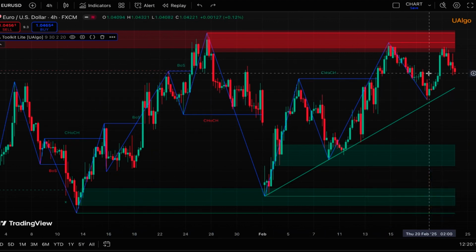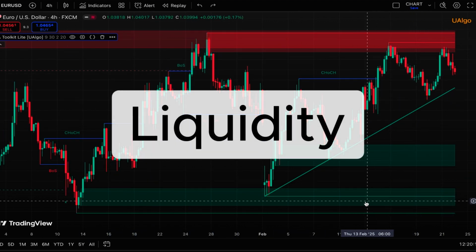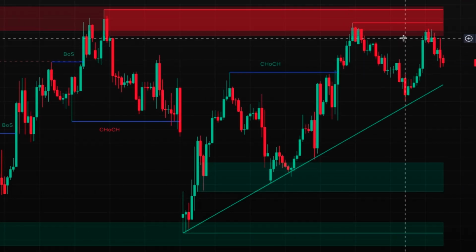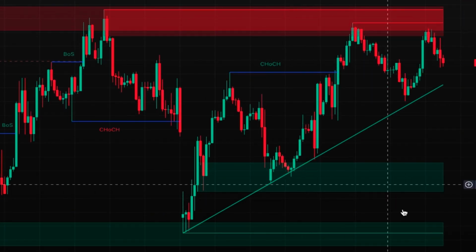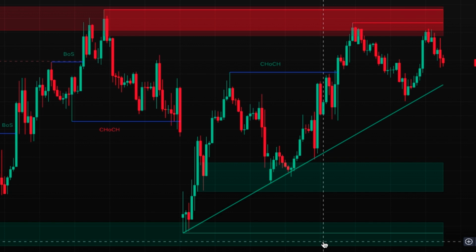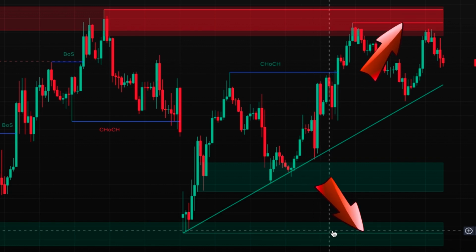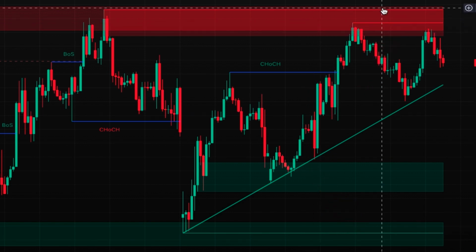This indicator also shows liquidity levels on the chart, which are these green and red lines, not the zone. The zone is an order block, which I will explain later. I am talking about these lines, the green line and this red line, and these are liquidity levels.